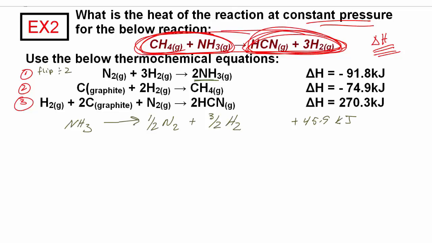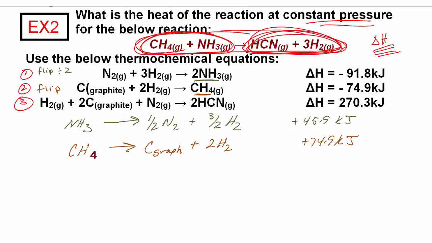For the second reaction, I see I have methane. I want that on the reactant side, so I'm just going to flip it. So I'll have methane goes to C graphite and 2 moles of hydrogen. And I just flipped it, so that's a positive 74.9 kilojoule.